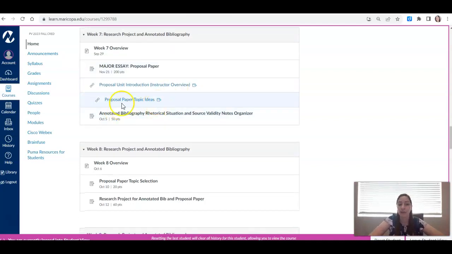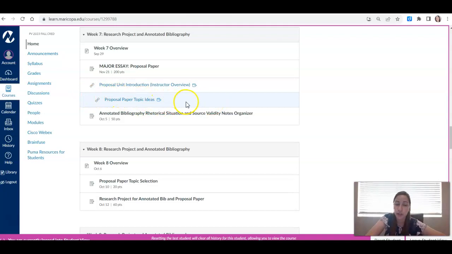After that, you have proposal paper topic ideas. Remember the goal here is to pick a problem facing your industry, but the focus of the paper is the solution. You're proposing, remember, proposal, will you marry me? You're proposing something to the audience. So you're proposing your solution and you've got to defend it. Why will that solution work?